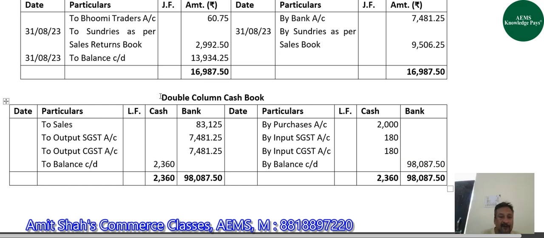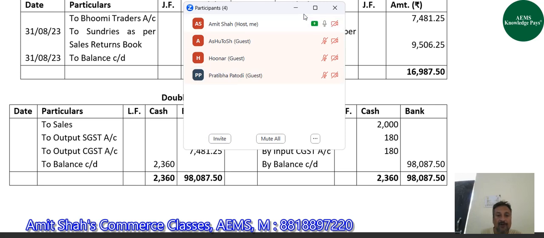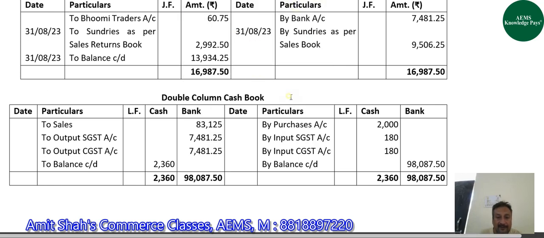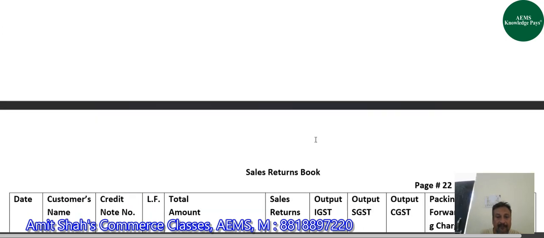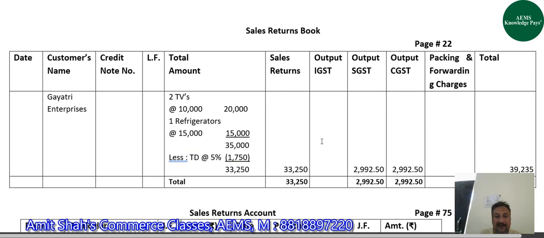Am I clear? So cash has credit balance and bank has debit balance. I hope you all have updated your cash book, double column cash book. Yes or no? Those who are online, guys, are you all done with this? I'm asking all guys. Ashutosh, Hunar, Aryan, are you done with this? Yes, sir. Yes. Yes.